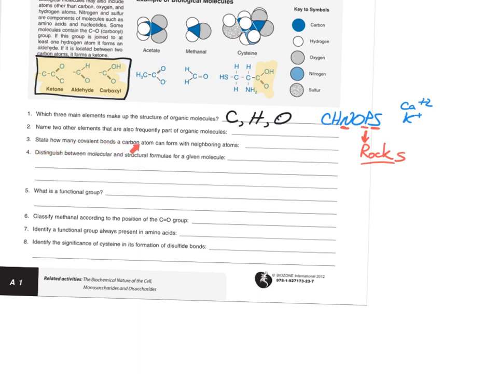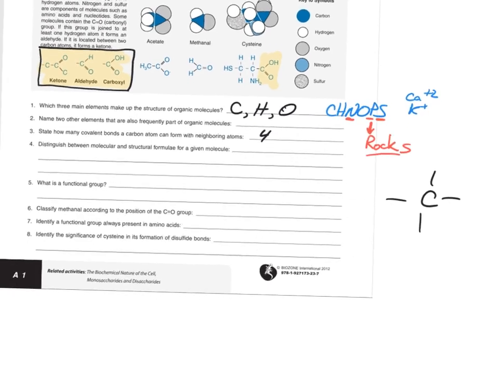State how many covalent bonds carbon can form. You should know that. How many is it? We've gone over it. Look at your periodic table. How many? 4. Carbon can make up to 4. We looked at it when we looked at carbon dioxide.